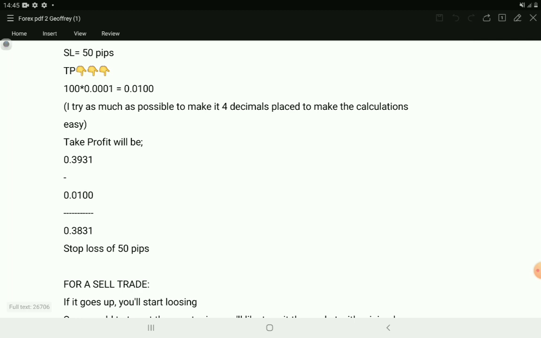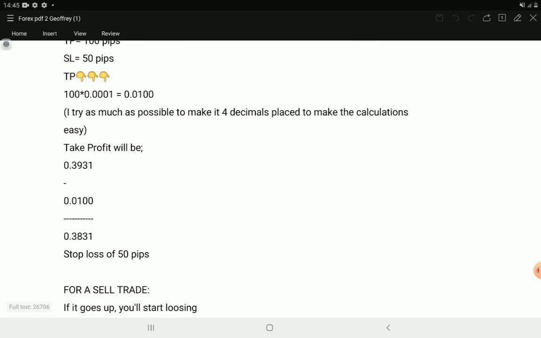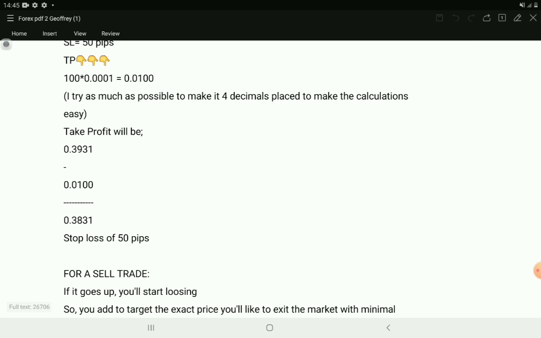Then where you will be putting your TP will be at 0.3831, because the difference between 0.3831 and 0.3931 is 100 pips. Then if your market goes down and hits your TP, you are in profit. But also your stop loss will be 50 pips above your entry, right? That is, you add 50 pips to where you're entering the market with the same logic we use. That is, multiply 50 by 0.0001.